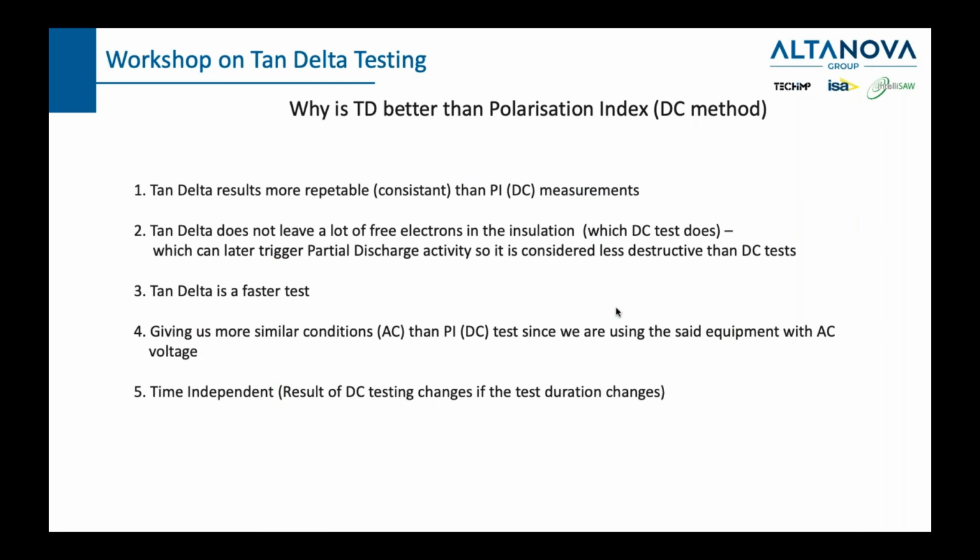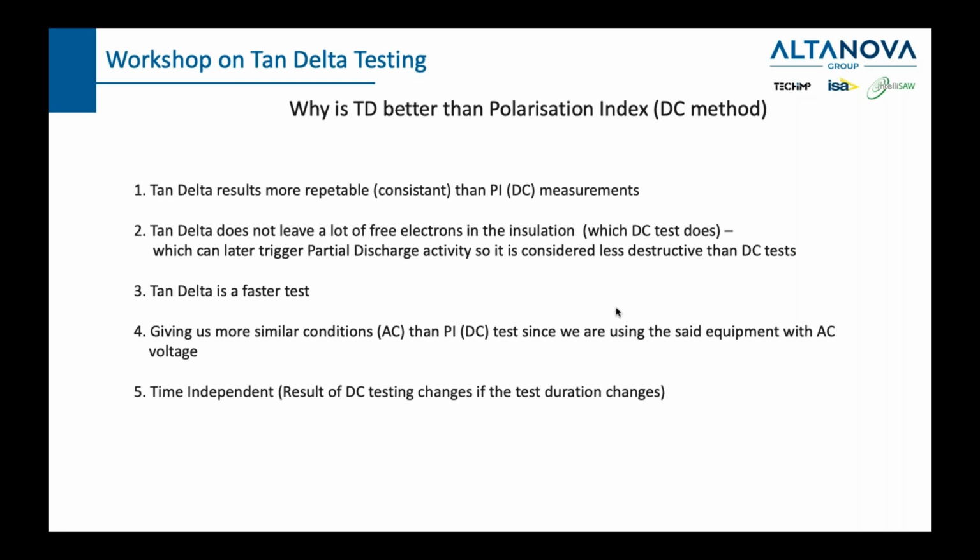We have just a few more minutes and then we will finish up. I just also want to address another important point, and that is why is tan delta better than polarization index, the DC method. So first of all, what we understood is that the tan delta gives us more repeatable results. If you do 5 tests of tan delta, you should get the same number. With the PI, you don't do that. You don't get the same numbers.